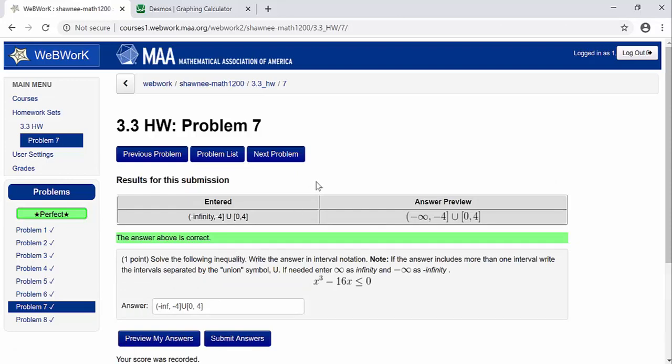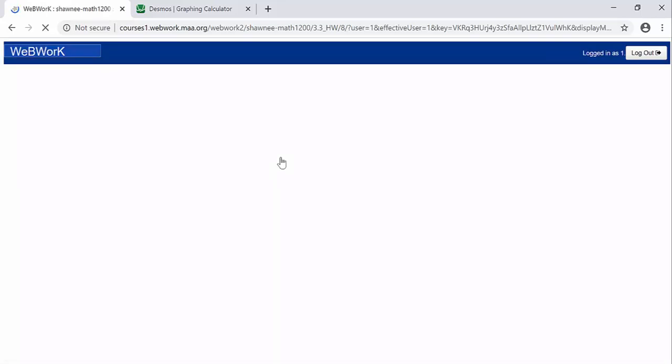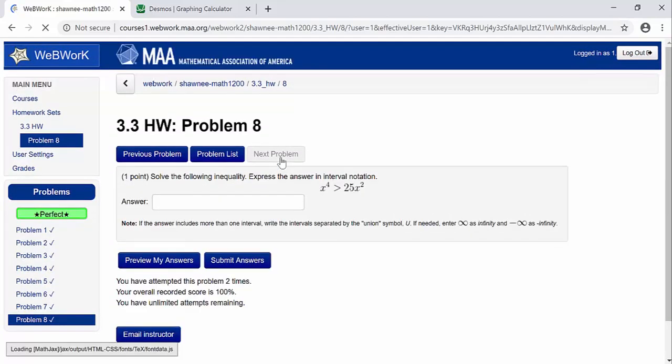So the final problem is very similar to this one. So in number 8, we have to solve another polynomial inequality, but notice that there's no 0 on one side of this inequality. So the first thing we're going to do is move all the terms over to one side and then use the same technique to determine when a graph is above or below the x-axis.